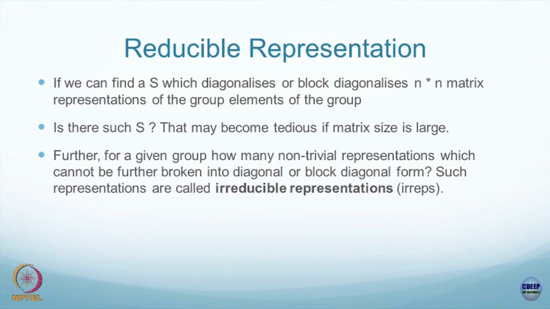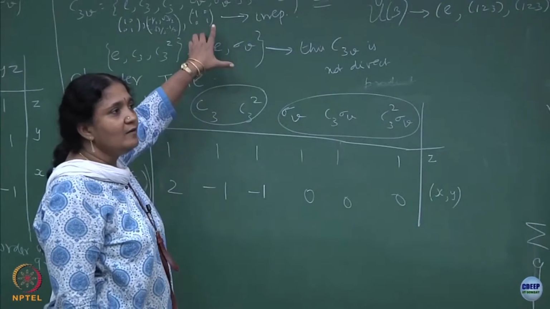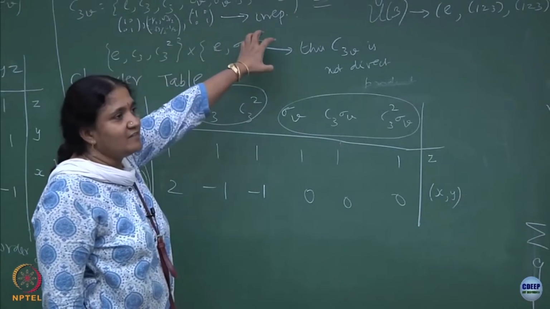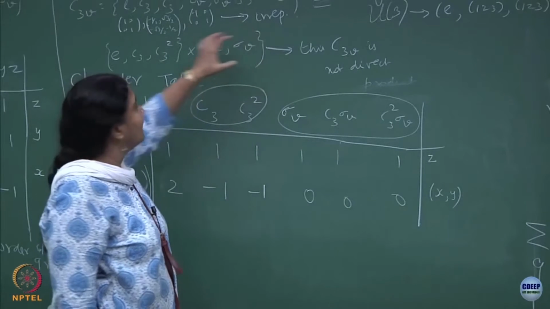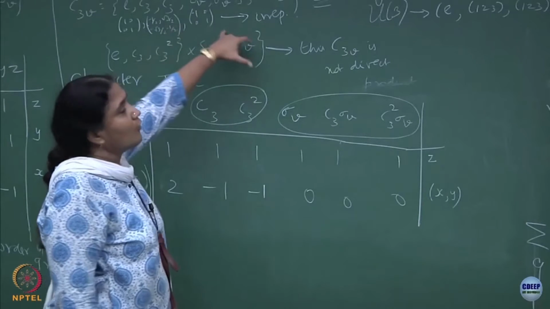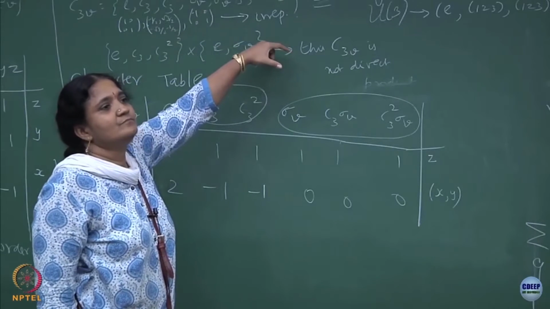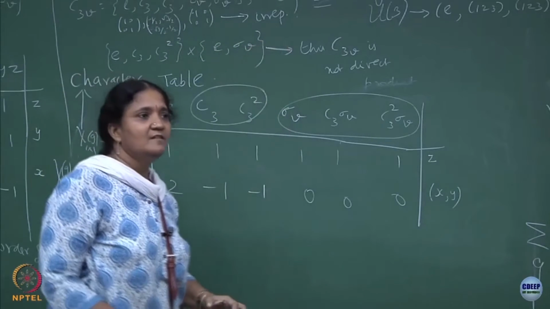Suppose you cannot break it up, that is what I am saying. If you had an n cross n matrix and you cannot break it up, then that matrix is an irreducible representation. Is that clear? This 2 cross 2 cannot be further broken down into 1 cross 1 simultaneously by a similarity transformation. These things are called irreps. Is this concept clear?